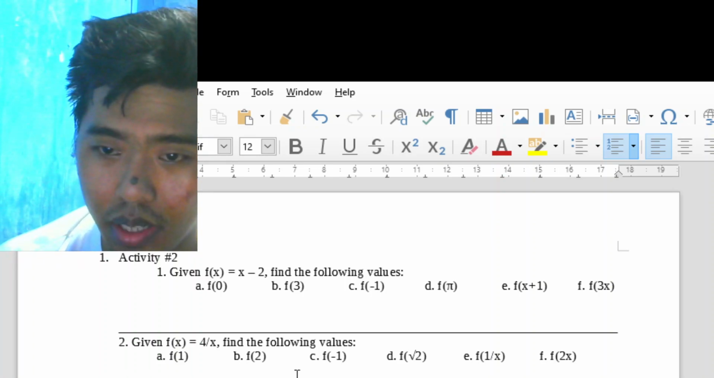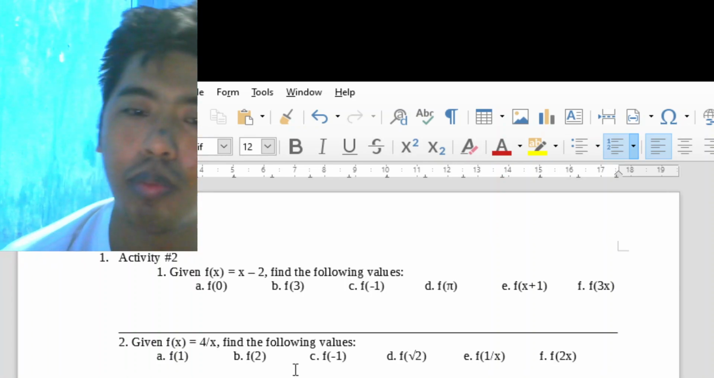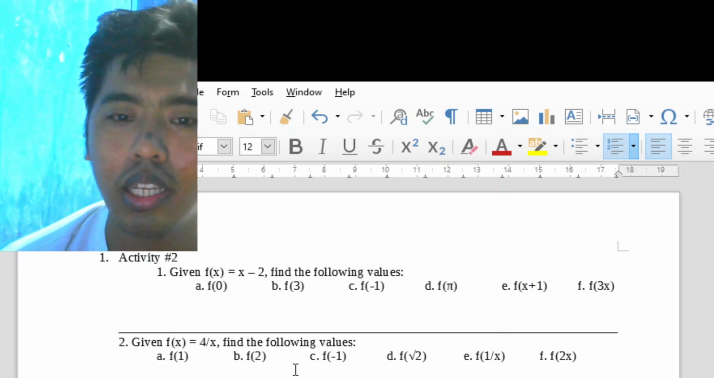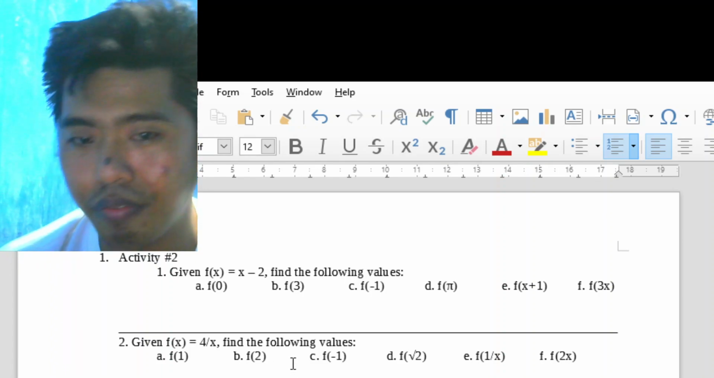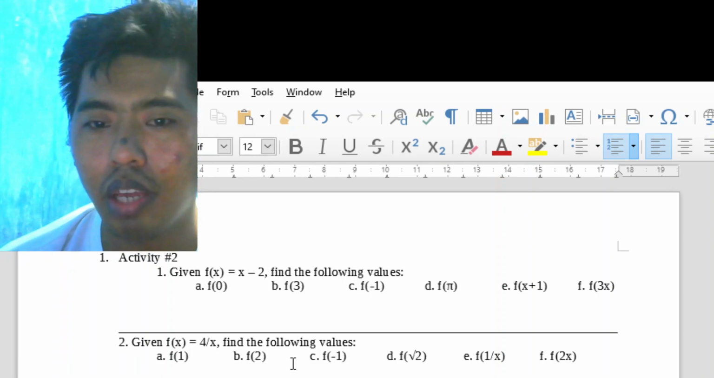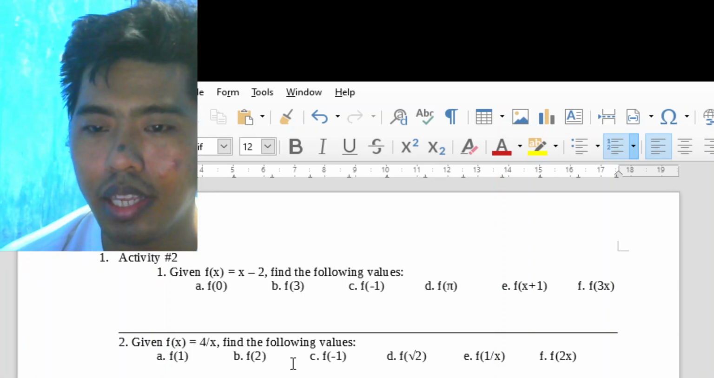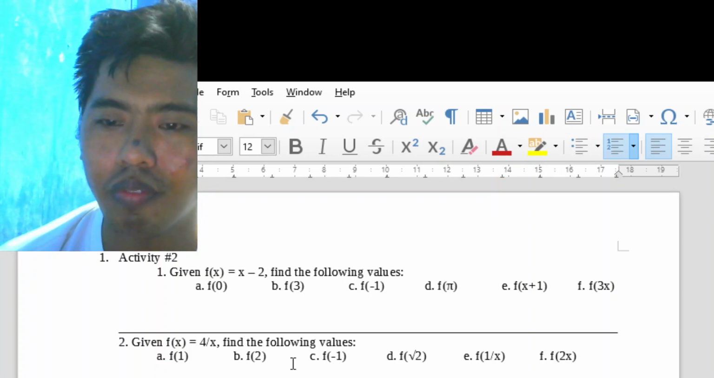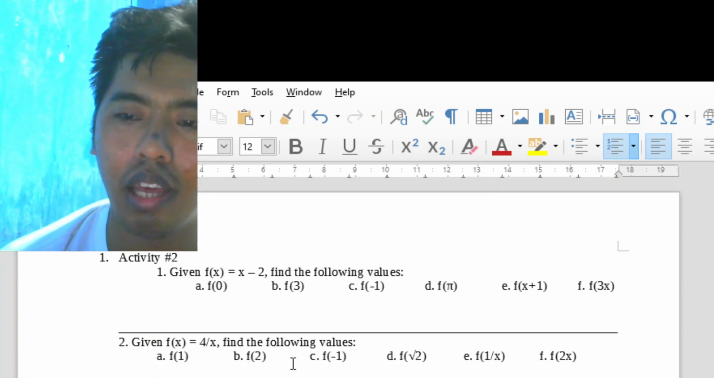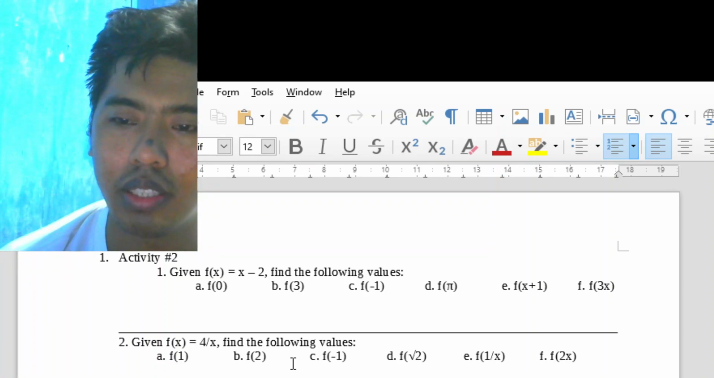So naay 5 ka pang 6 ka pangutana for number 1. That's a up to f. So a, f of 0, b, f of 3, c, f of negative 1, d, f of pi, e, f of x plus 1, then f of 3x.